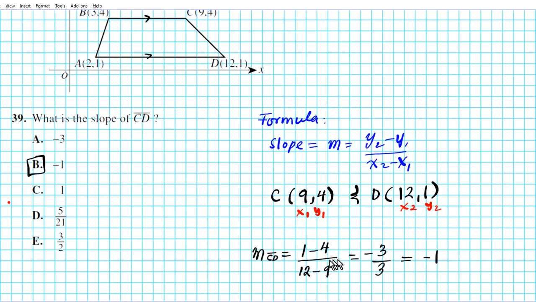Now, let's say we made a mistake with the signs and we ended up with positive 1. We have a distractor right here, option C, that will get us trapped. Alright, so please be careful with your signs when you're calculating slope. Any calculation at all, just be careful with your negatives.